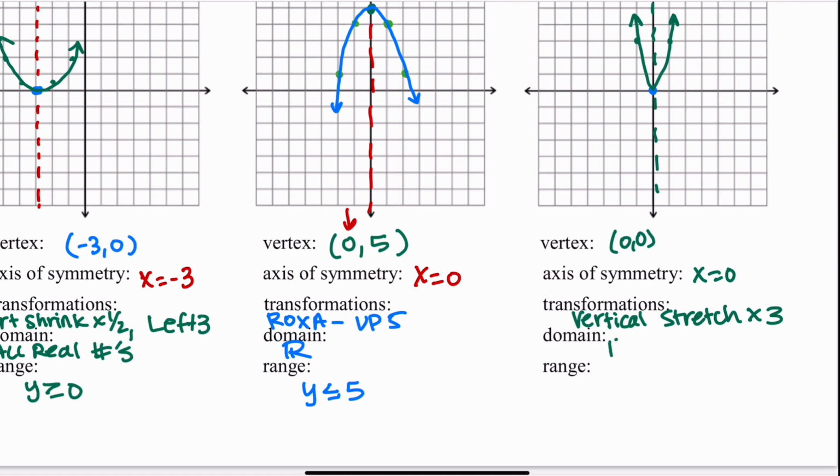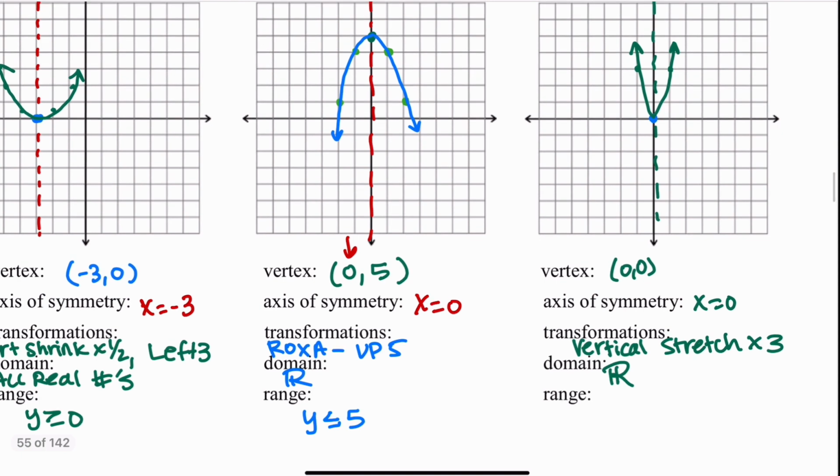The domain is all real numbers. I'll put my fancy R there for it. And then the range, it's everything above 0. The lowest y value is 0, so I'm just going to say y is greater than or equal to 0.